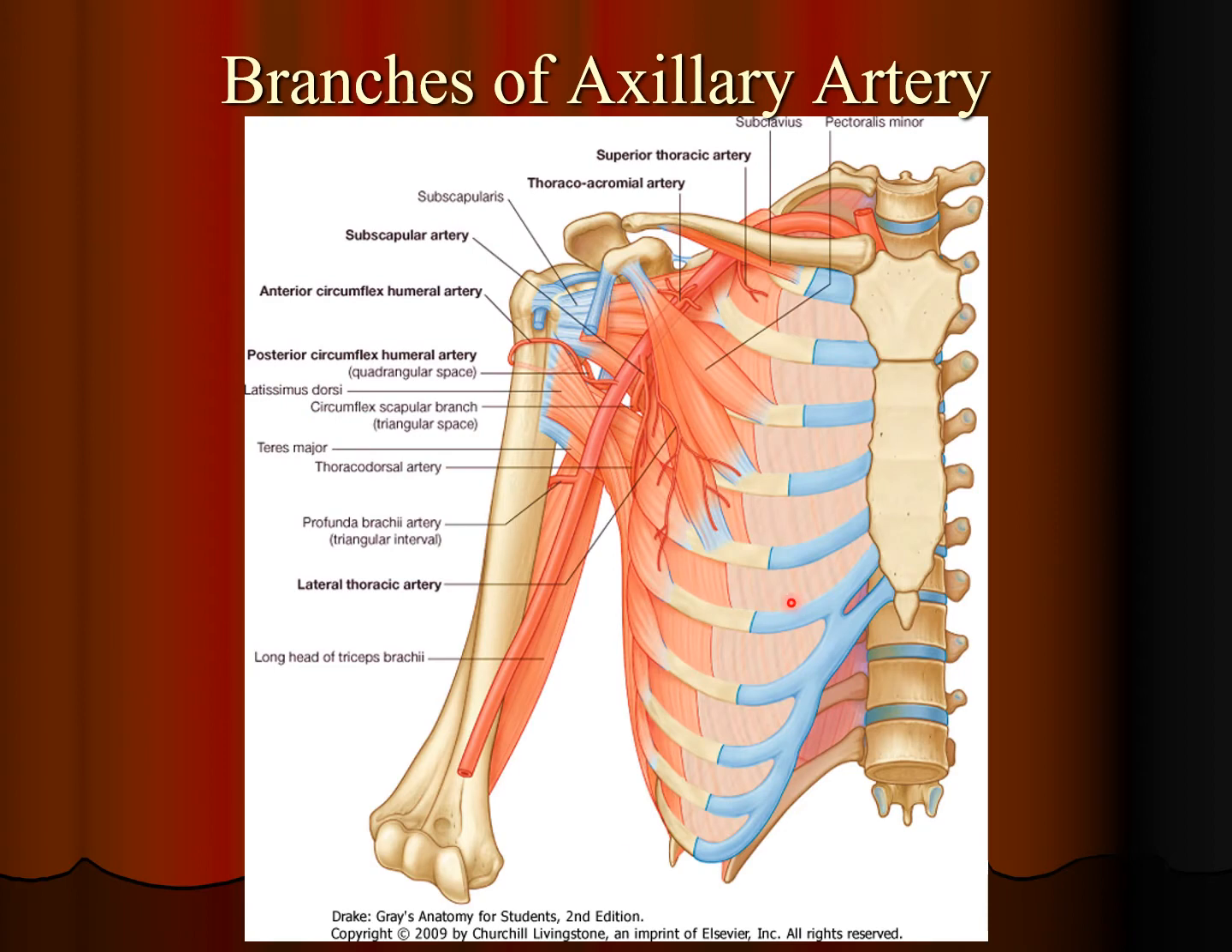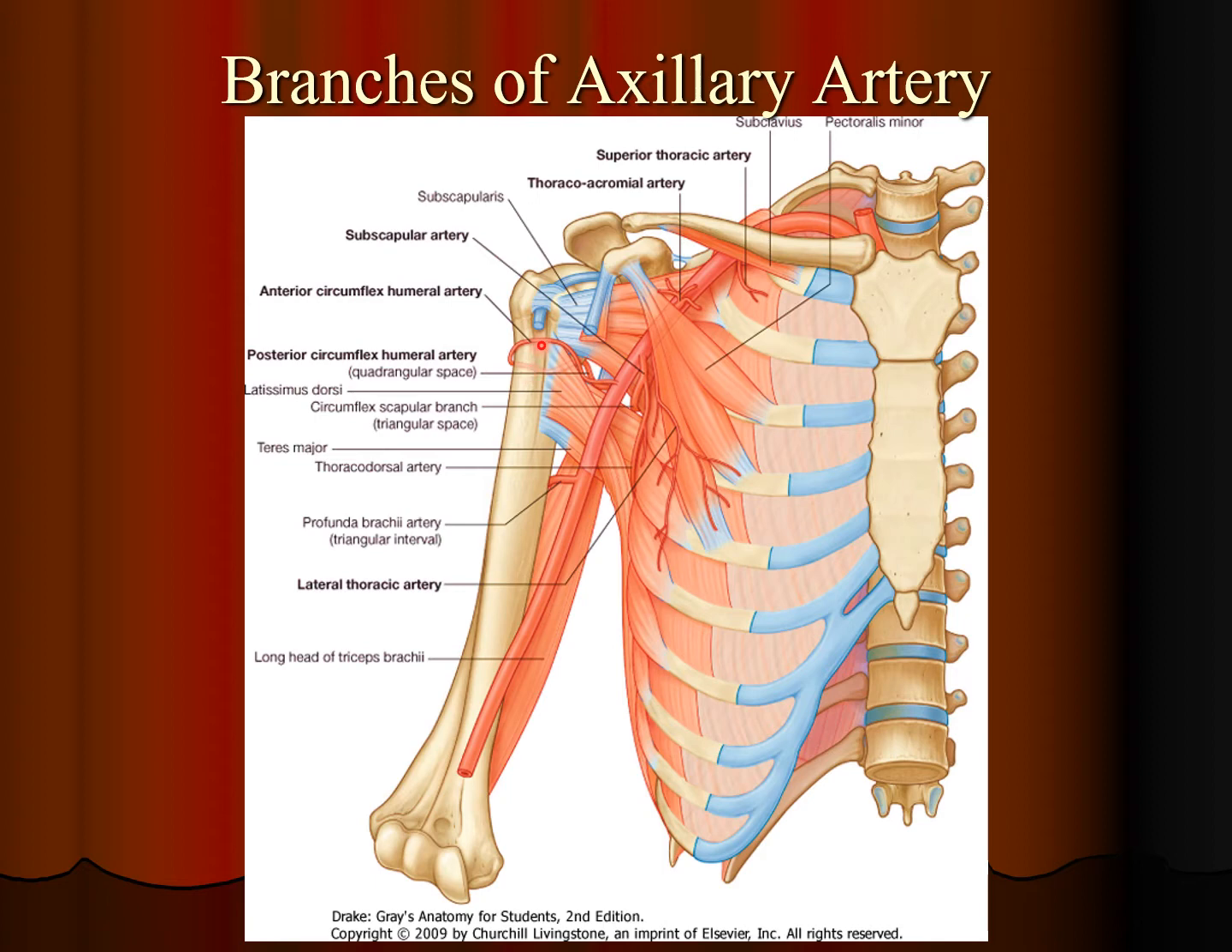Here we can see this is our subclavian artery, and this is the axillary artery. The first part gives the superior thoracic artery or highest thoracic artery. The second part gives the thoracoacromial artery, and the other branch which is going down is the lateral thoracic artery. The third part gives the anterior and posterior circumflex humeral and subscapular branches.